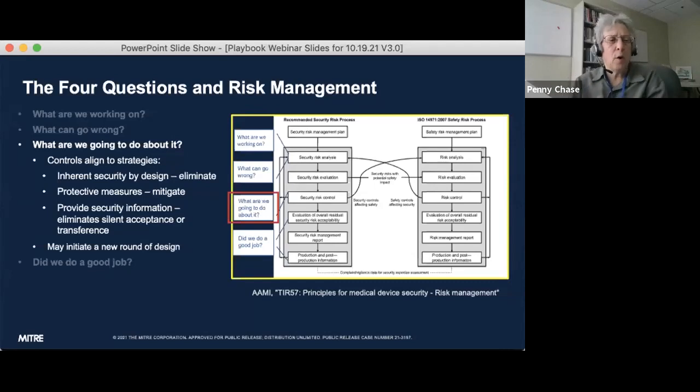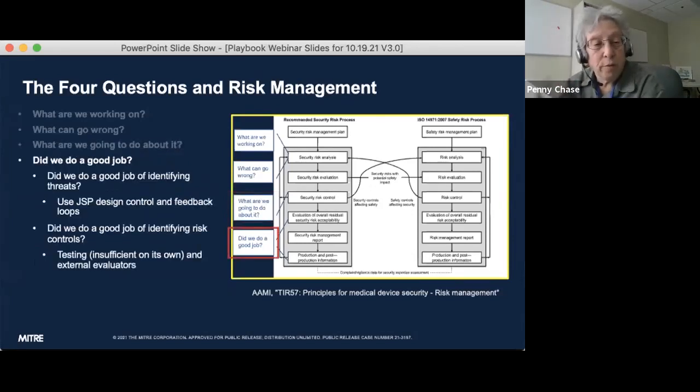And so if you're using acceptance or transference as a strategy, you're not going to do it silently. You're providing information about what you're doing. And once again, all of this may initiate new rounds of design in order to eliminate and mitigate the risks. And next slide. So finally, did we do a good job?